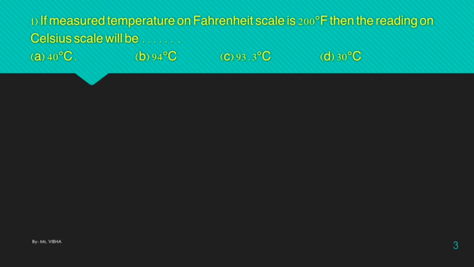First question says that if the measured temperature on the Fahrenheit scale is 200 Fahrenheit, then the reading on the Celsius scale will be. That means in this question they have asked you the relationship between the Fahrenheit and the Celsius. So before explaining the question, we must revise a few things. We know, what is temperature?